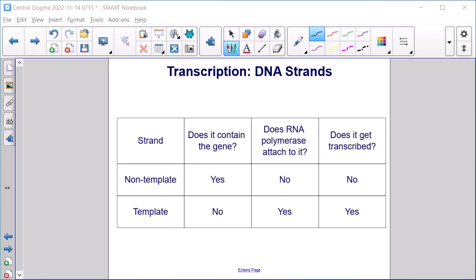Transcription DNA strands. Here are the important things to note. Does the strand contain the gene for the non-template strand? Yes. But the template strand is the one that the RNA polymerase attaches to and the one that gets transcribed. So think about this. As the template strand gets transcribed, it will match the non-template strand exactly with the substitution of uracil for thymine. So what we are copying into mRNA is the gene itself.